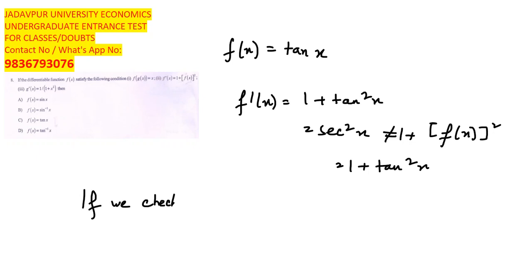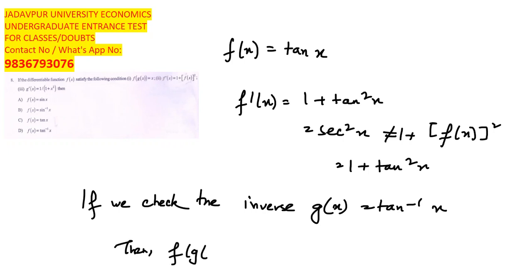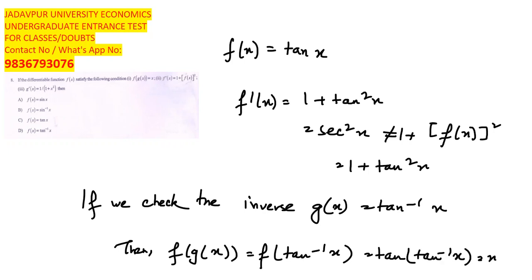If we check the inverse, g of x, that is tan inverse x, then f of g of x is f of tan inverse x, that is tan of tan inverse x, that is x. And what is g prime? That is 1 by 1 plus x square. Okay, so my correct option is f of x equal to tan x. So option C is your correct answer.